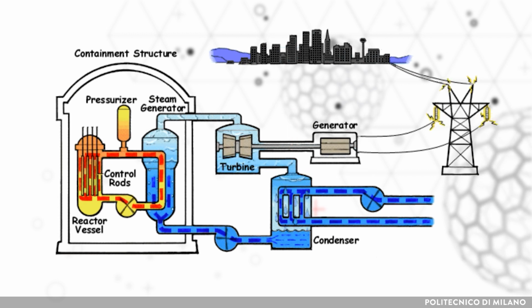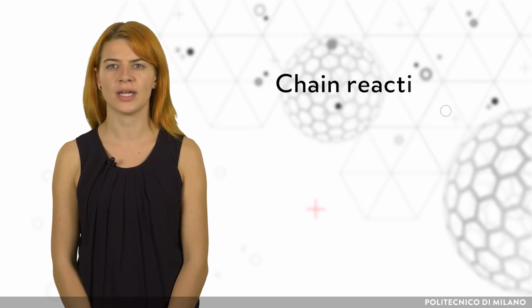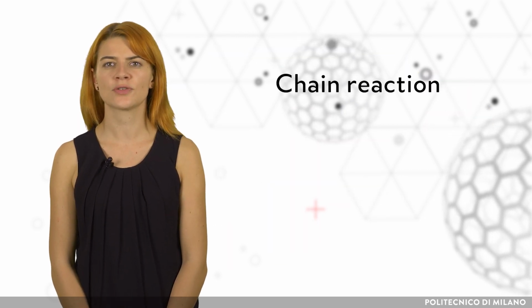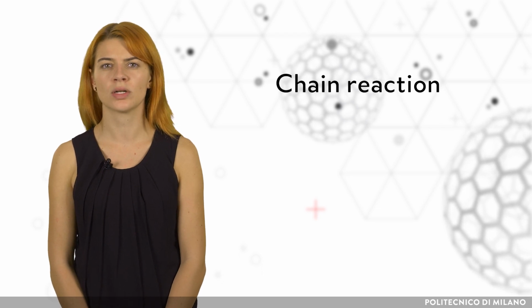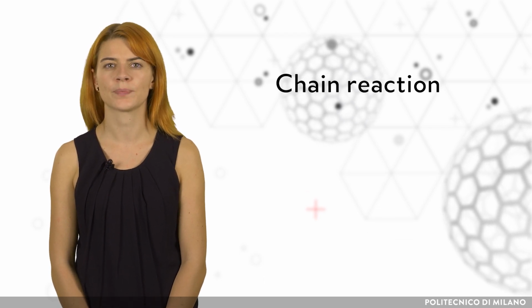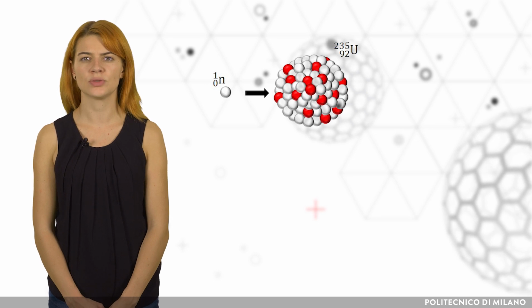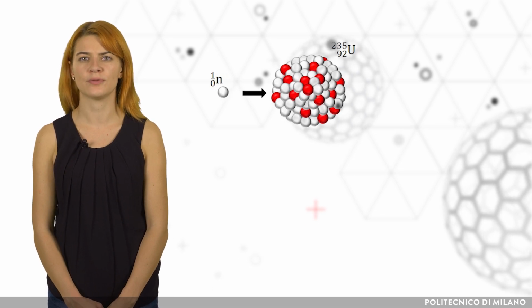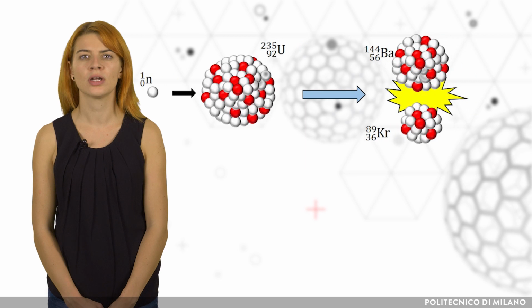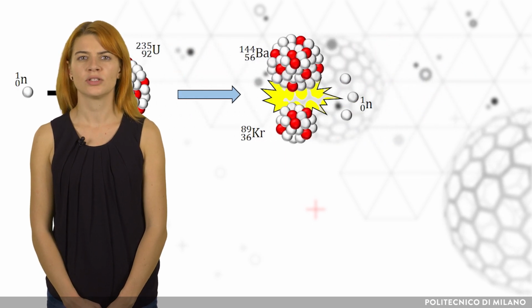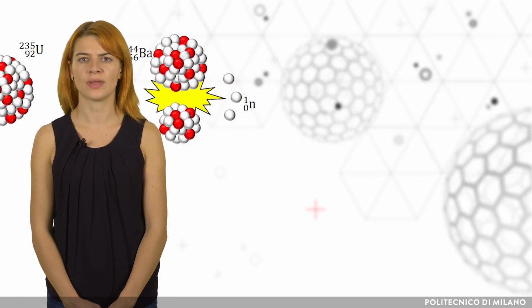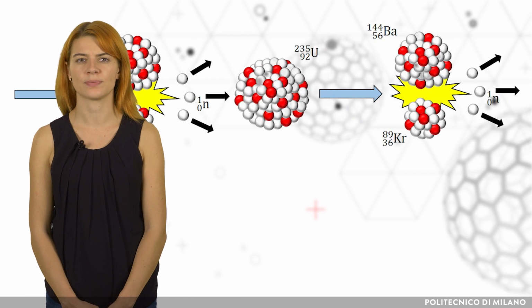A steam turbine converts the heat contained in the steam into mechanical energy, and a generator converts this into electrical energy. In order to maintain the nuclear chain reaction in the reactor, each fission has to cause on average one or more subsequent fissions. For example, the neutron-induced fission of uranium-235 into barium and krypton releases on average 2.3 neutrons, which are then available for further reactions.